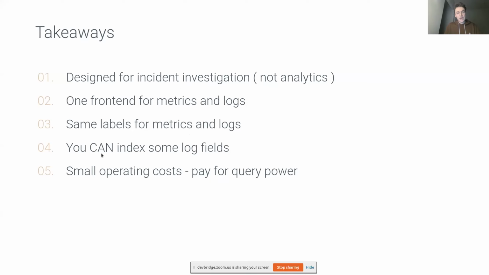And you can index some log fields, but it's not recommended. They say that Loki works faster with the smallest index possible. If you think about it as a book analogy, you can find all the chapters on one page probably. But if you have a table of contents for every line, it would probably be even harder than reading the whole book. And small operating costs. You pay for query power. If you don't need the query power, you just need to save the logs for a long time, it's the way to go.